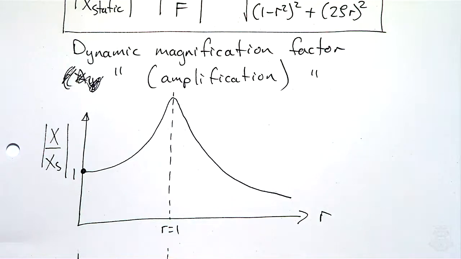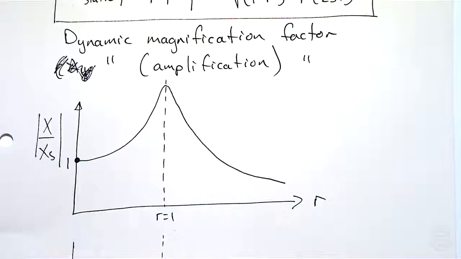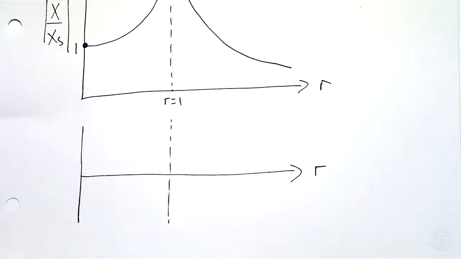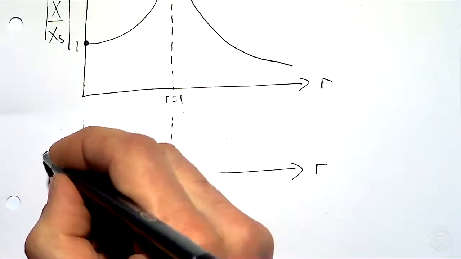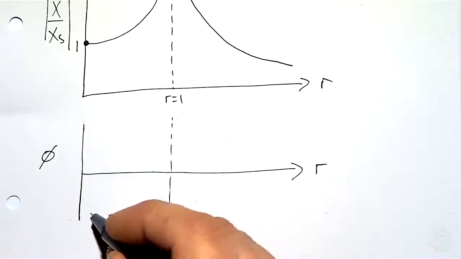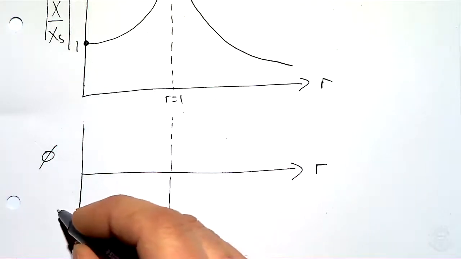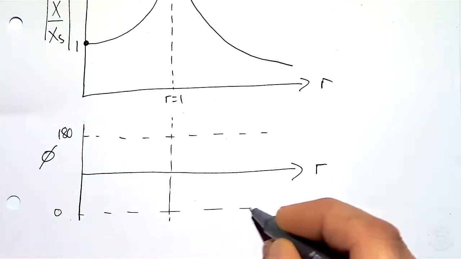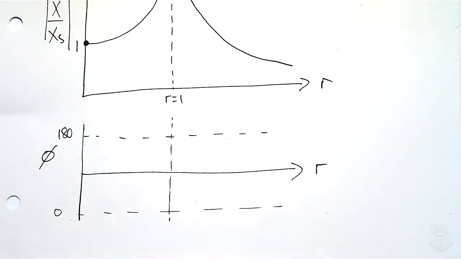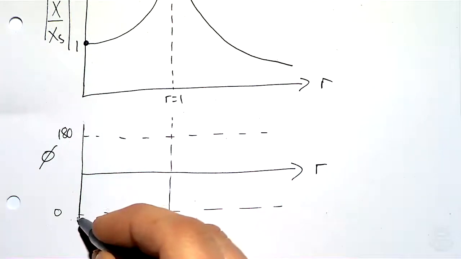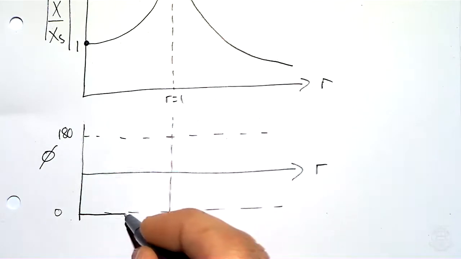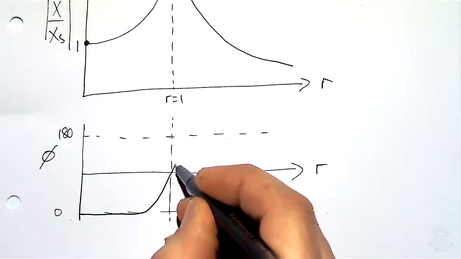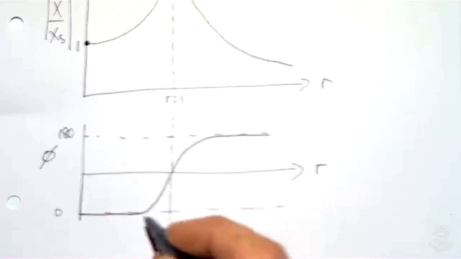If we do the same plotting the phase, we get sort of 0 to 180. And what happens is very similar to last time, except there's a smooth transition now between 0 and 180 instead of being a jump. So initially it's close to 0, and then we get this smooth transition, goes up like that to 180.